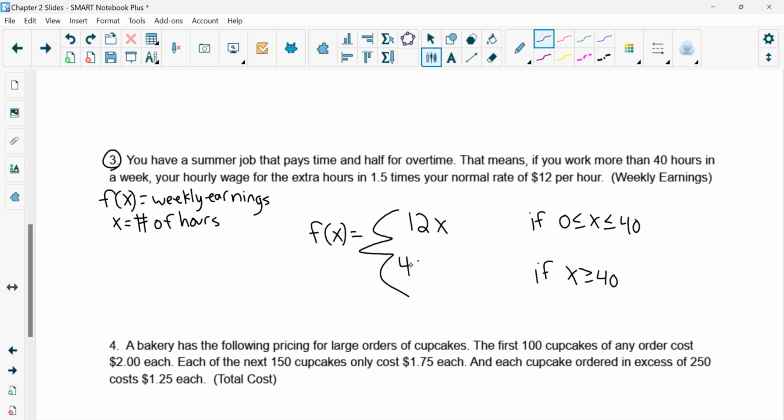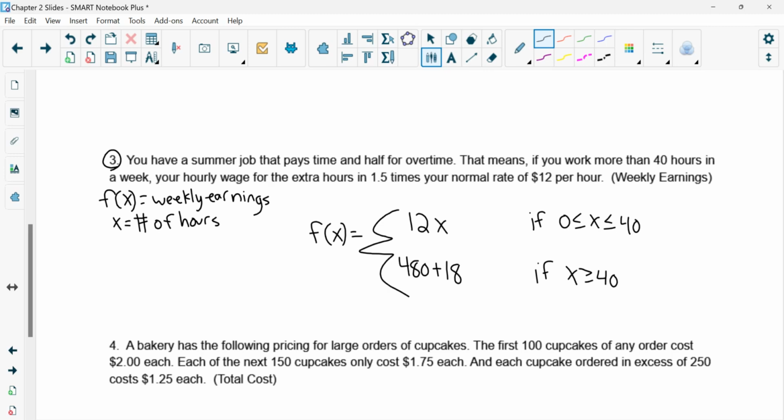So 480 is coming from the fact that I worked 40 hours at $12 an hour, and now everything above the 40 hours, I'm going to be making time and a half. So it's 1.5 times my $12 rate. Making $18 an hour. 1.5 times 12 is 18, because what's half of 12? 6, and I add the 12, so that's how I'm getting 18.